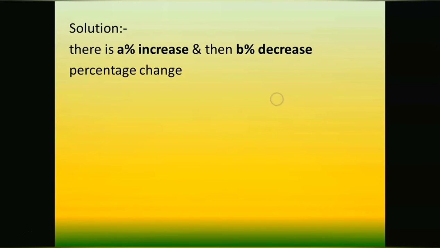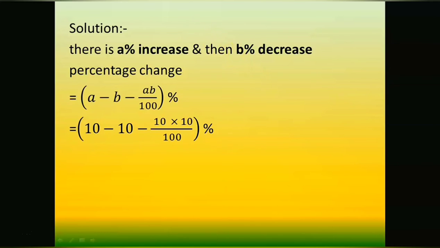So there is an A% increase and then a B% decrease. So the net percentage change will be A minus B. A is positive because it is an A% increase. B is negative because it is a B% decrease. And plus into minus is negative. Therefore here the negative sign, that is negative A into B divided by 100. After substitution we get 10 minus 10 minus 10 into 10 divided by 100. The answer comes out to be equal to minus 1%.